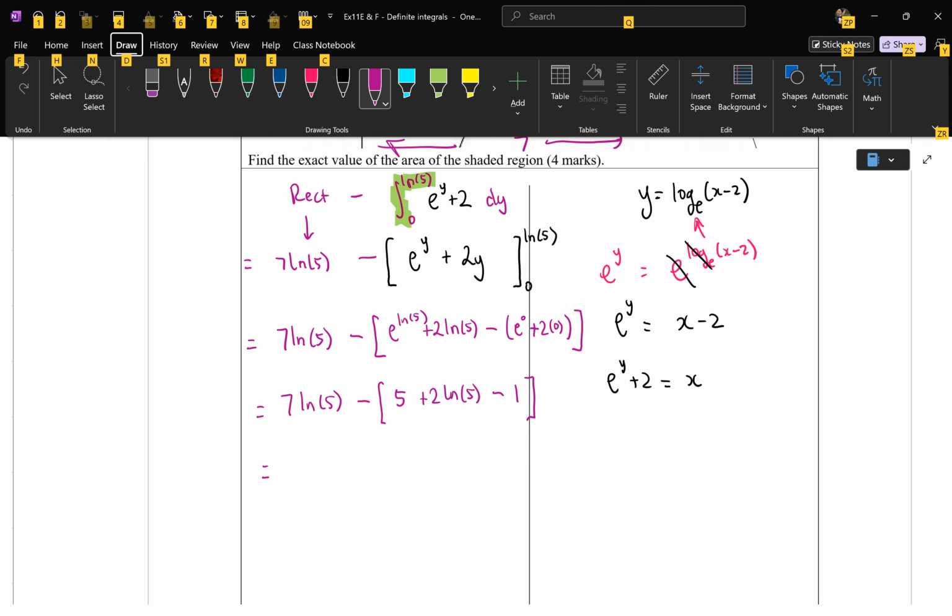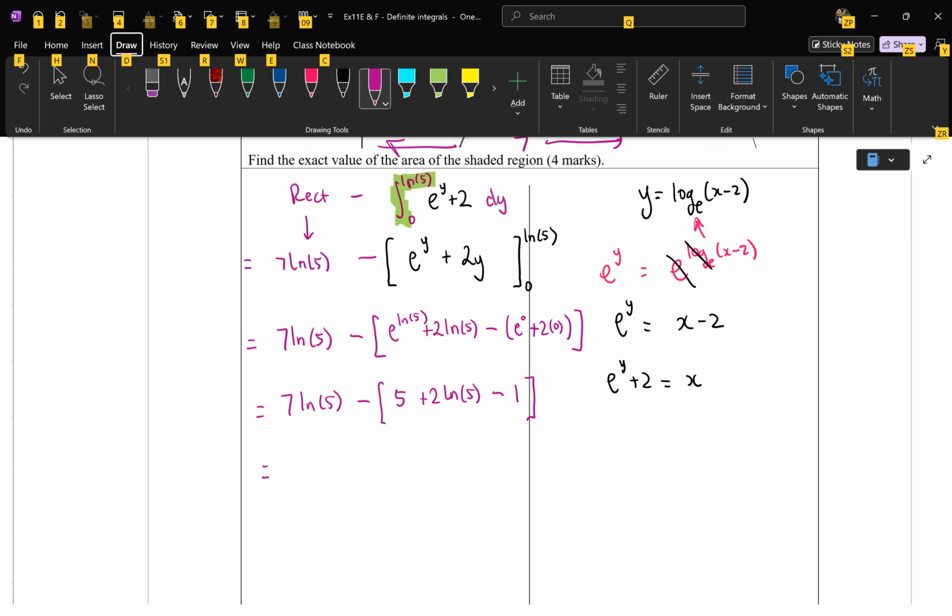So putting in the 0, the 0 times 2 will cancel out, but e to the 0 should be 1. Okay, so I can imagine some students putting a 0 here as well. Be careful, it's e to the 0, so it should be 1 there. So minus 1. e to the power of log base e will cancel out, so you end up with 5. And we get up to this step.